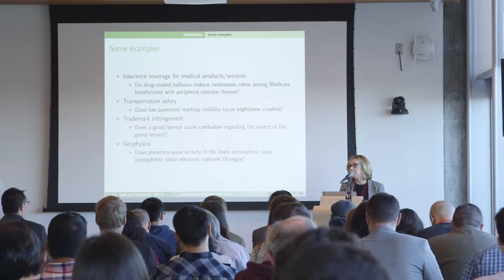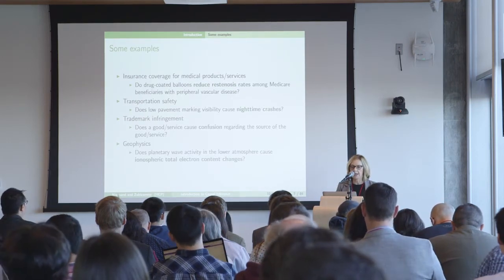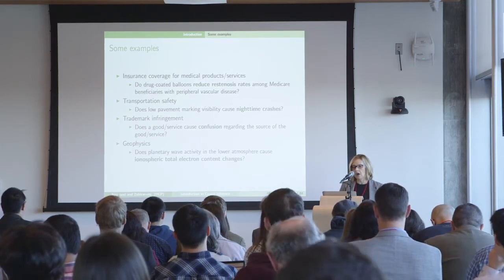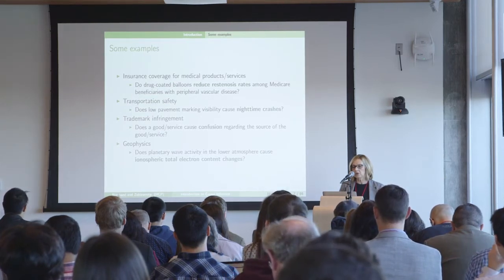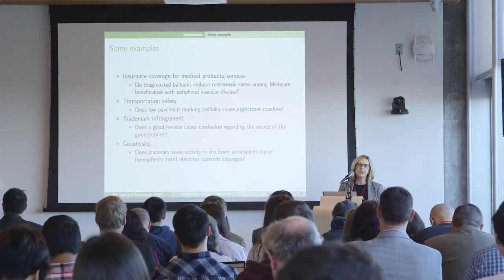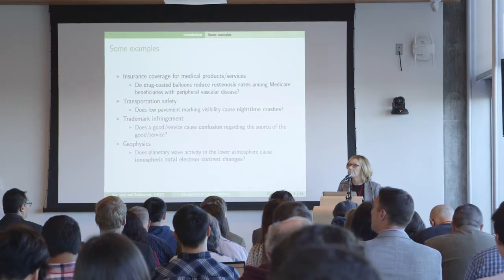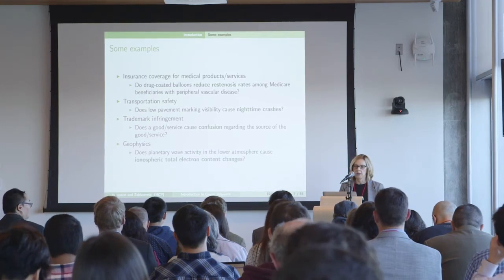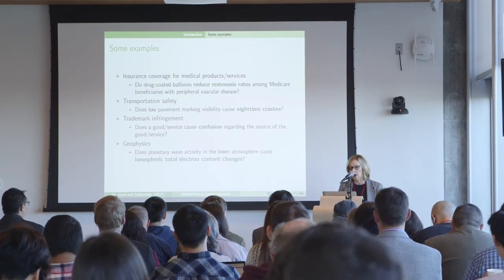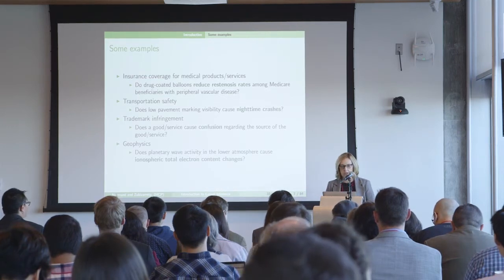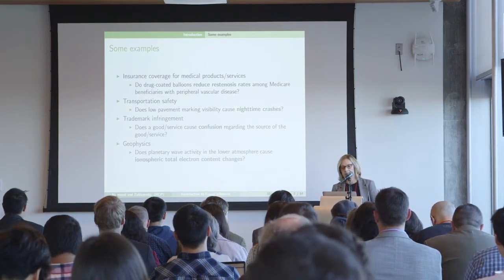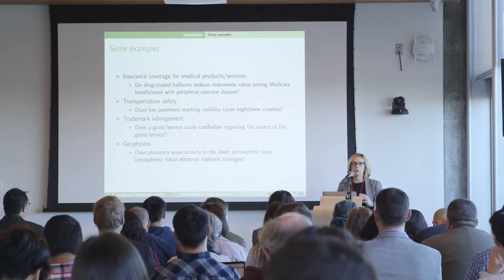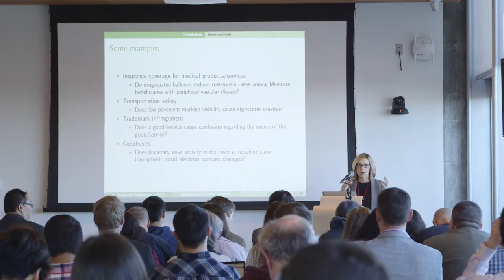Another example is in geophysics. I don't know anything about this, but an example would be, does planetary wave activity in the lower atmosphere cause ionospheric total electron content changes? This is meant to demonstrate that causal questions exist in many fields. In some fields, they're harder than others. We'll get to this later in the talk, but if you want to think about replication, I don't know how we can replicate planetary wave activity. But again, there are things you can think about to put your mind in the causal inference setting.